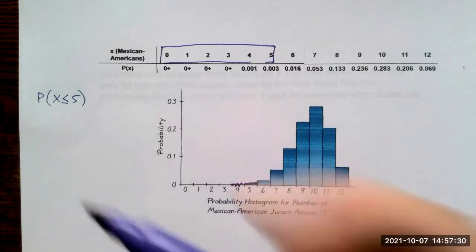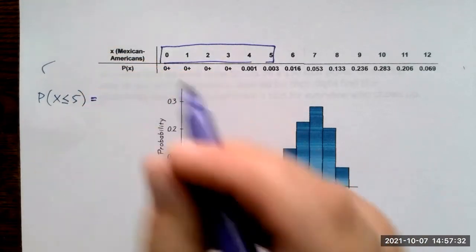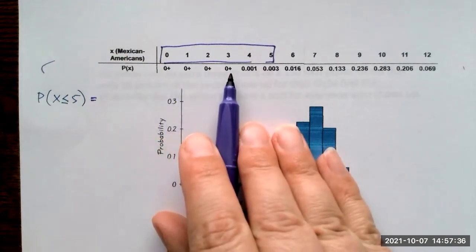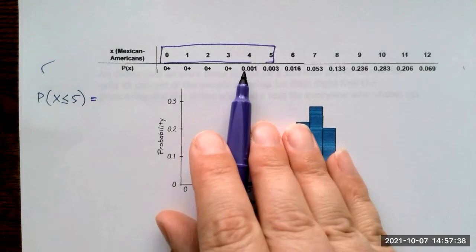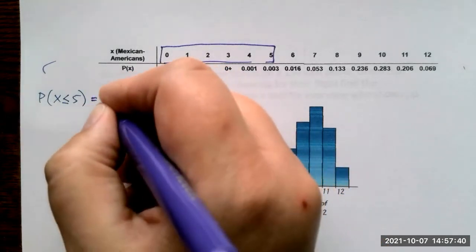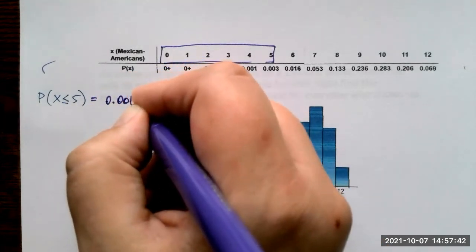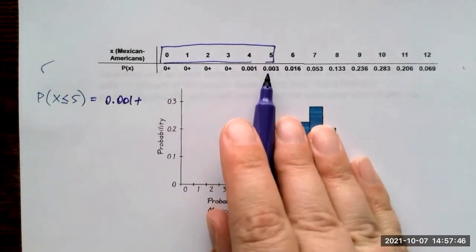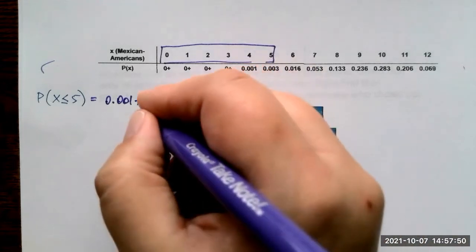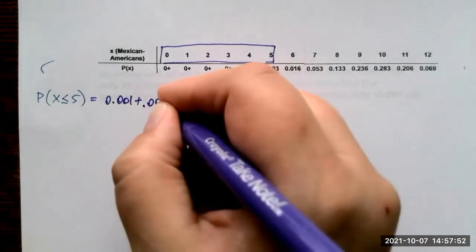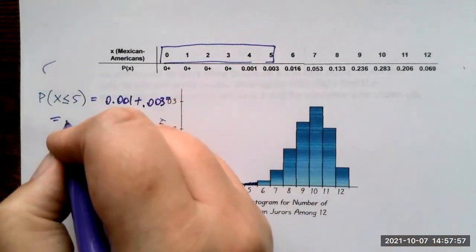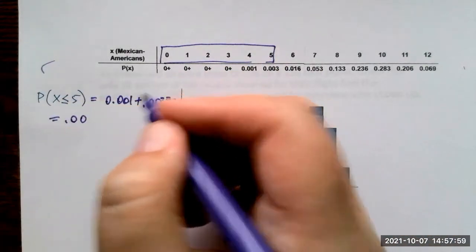So we're going to have 0 plus 0 plus 0 plus 0. I'm not going to write them down. Plus 0.001 plus the probability of 5 Mexican American jurors, which is 0.003. So altogether, that probability comes out to be 0.004.